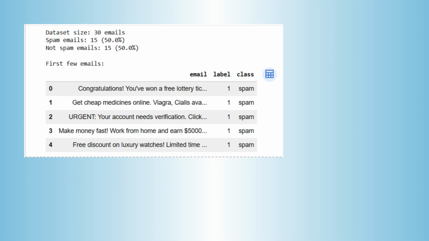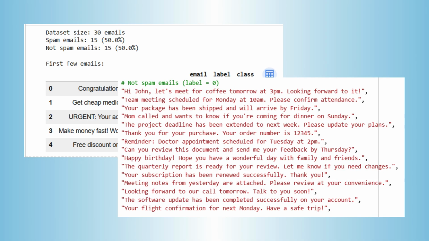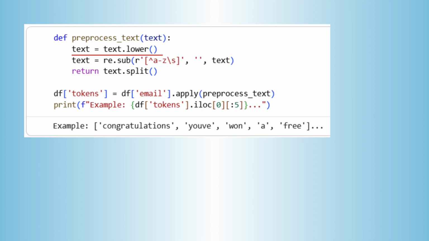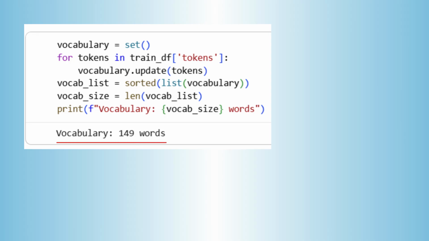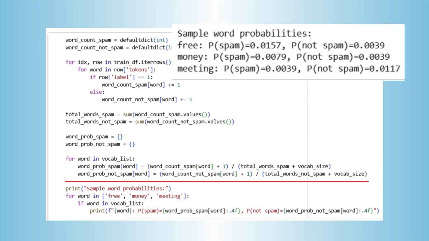Let's take a slightly bigger dataset with 30 emails. 15 of them are spam and 15 of them are not spam. We pre-process the text by converting to lowercase, removing punctuation, and splitting it into words. We build a vocabulary of all unique words. We calculate word probabilities for each class using Laplace smoothing.